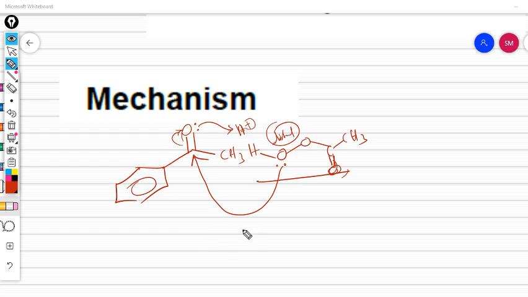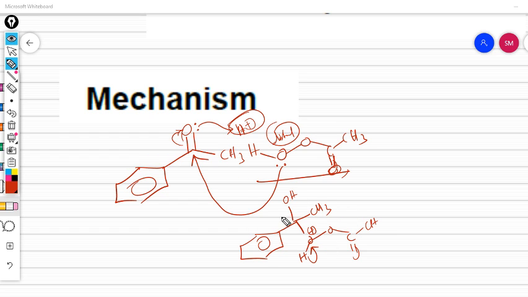So in a single step, it is going to convert into OH and O, CH3 and this H. Now, as this is positive, the H plus will be eliminated. As this is acid catalyzed, the H plus will be released, resulting in the peroxy linkage.